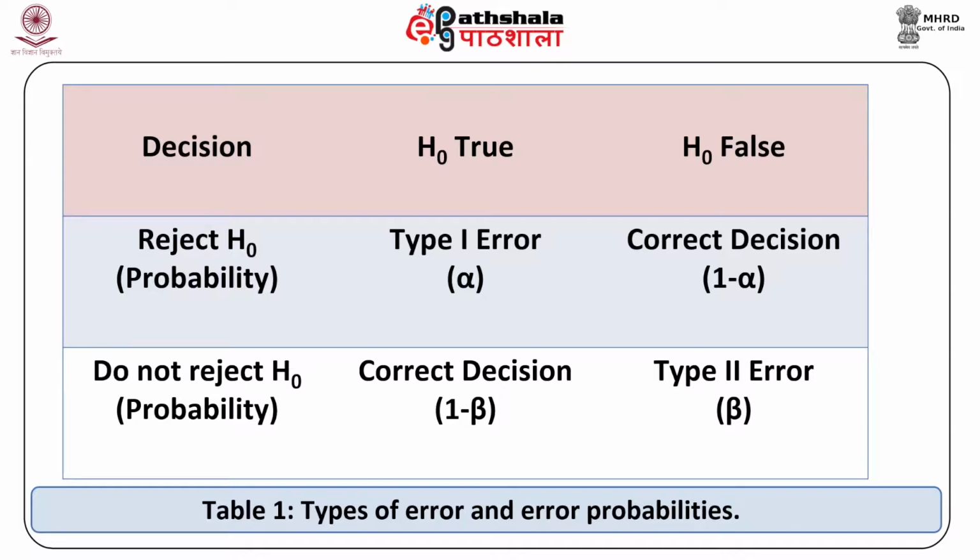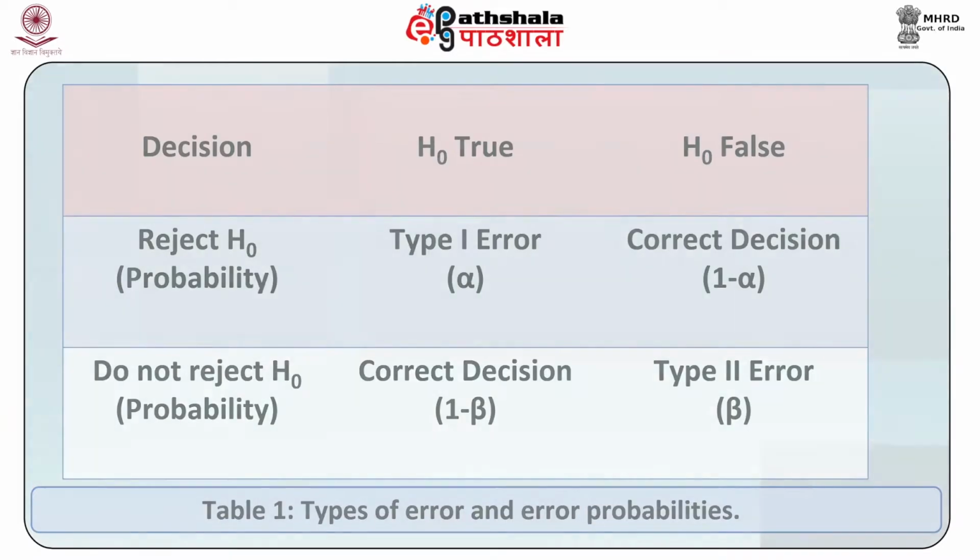Type 1 error is also denoted by alpha. If we have the correct decision, it is 1 minus alpha, and then we have the correct decision 1 minus beta, and type 2 error is beta. So, from this table you can see type 1 error occurs when we reject the null hypothesis when it is true, and type 2 error occurs when we do not reject the null hypothesis when this null hypothesis is false.